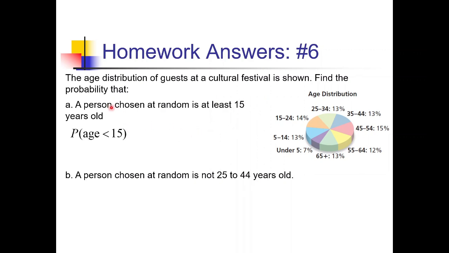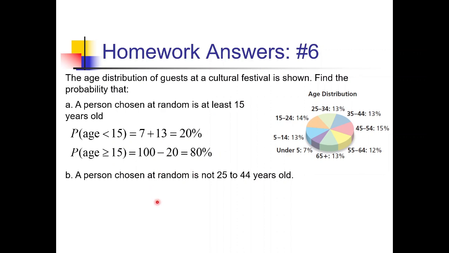I want the probability that our age is less than 15, the opposite of at least 15. So which ones is that going to be? Well, we've got the youngest of the age groups, the under 5, so that's going to be a 7 right there. And then 13 is the 5 to 14s. So we've got a total of 20% who are under 15. That means that at least 15 or older is going to be 100 minus that 20% for 80%.